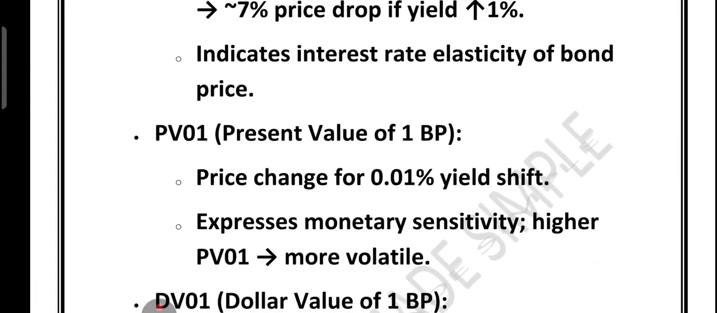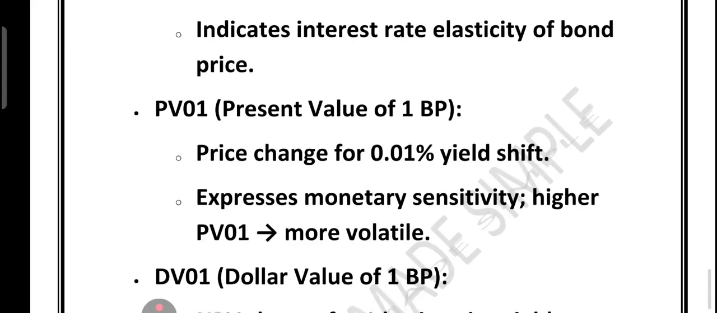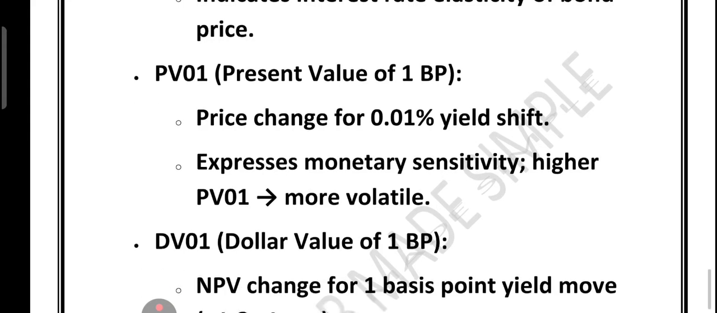And there is a concept of how to find the modified duration from Macaulay duration. Take Macaulay duration divided by 1 plus yield, that will give you the modified duration.